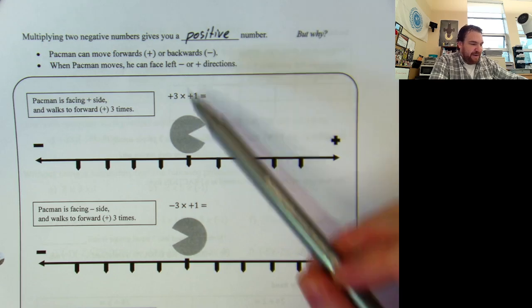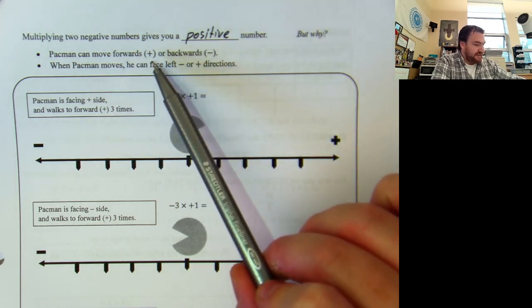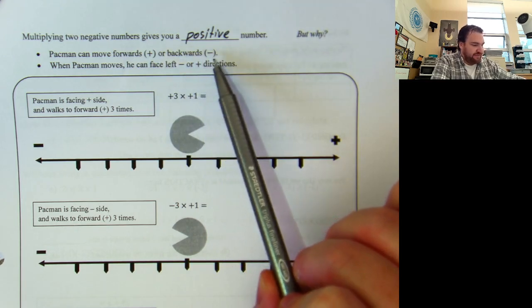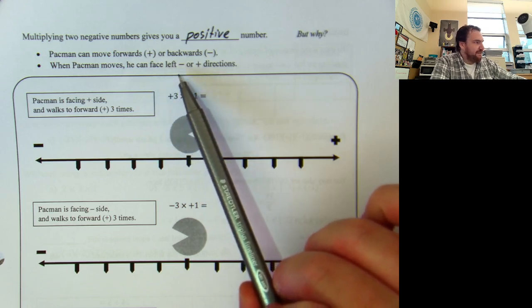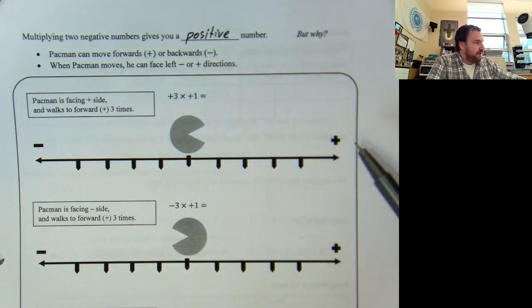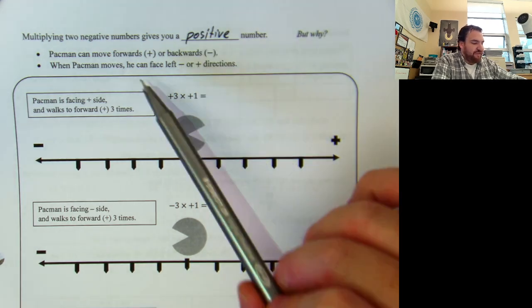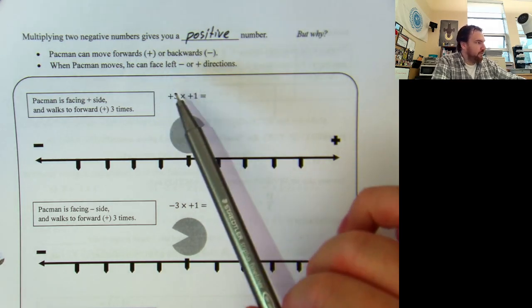So we're going to use Pac-Man here. Pac-Man can move forwards. We'll say that movement forwards is positive and that movement backwards is negative. But he can also face the negative direction, which we're going to call left, or he could face the positive direction, which we're going to call right, because that's how you label a number line. So it's going to be a combination of which way is Pac-Man facing and which way is Pac-Man allowed to move.